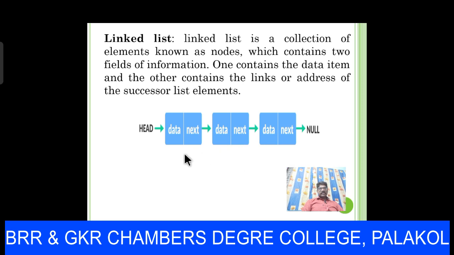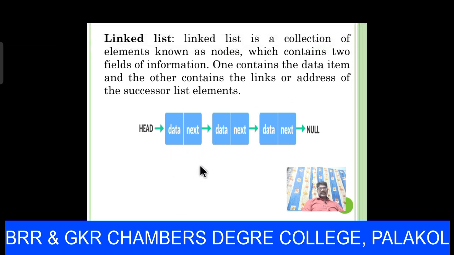For example, this address is 100. This is 102, 104. So in this next we are storing 102 because the next node address is 102. First node address is 100. The 100 is stored in head node.